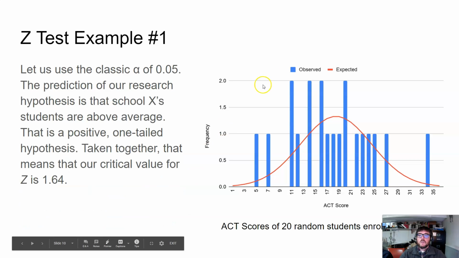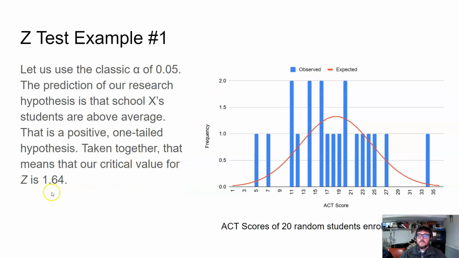So the critical value is 1.64. If our z statistic is larger than 1.64, then we can reject the null hypothesis and we can say that indeed there is evidence that school X's students come from a population whose average is above the national average.